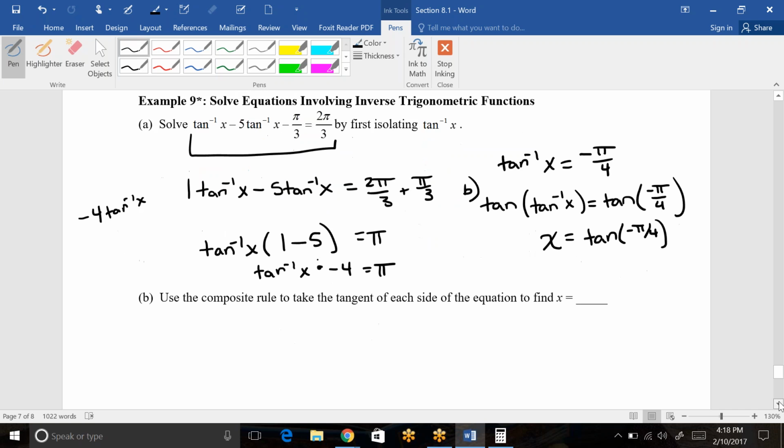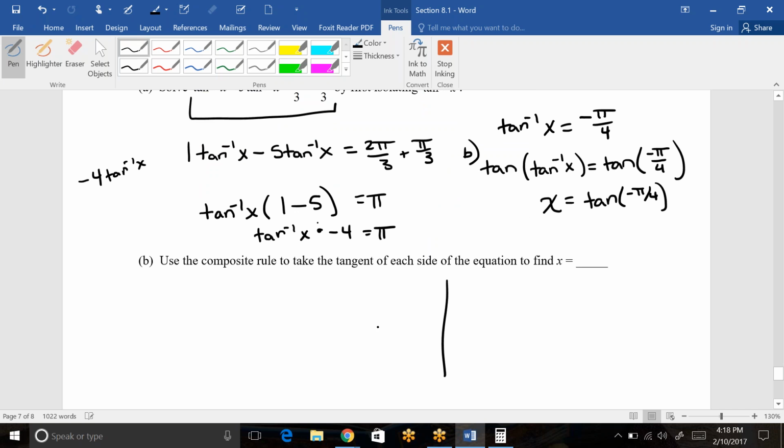So I'm going to draw a little picture. If we haven't memorized our unit circle yet, remember it's very, very important. Negative pi over 4 is down here. And remember it's a 45, 45, 90. So this is 1, -1, and square root of 2. Remember, tangent is always from the reference angle, and it's opposite over adjacent. So this is going to be -1.